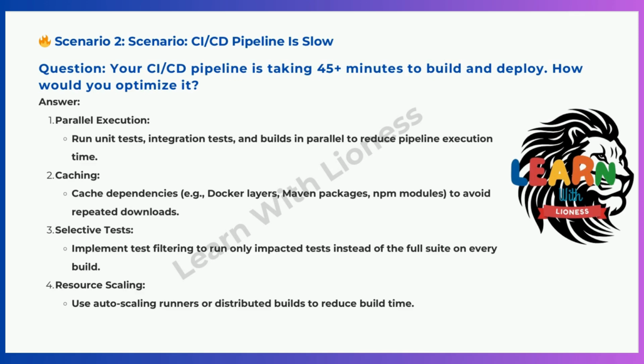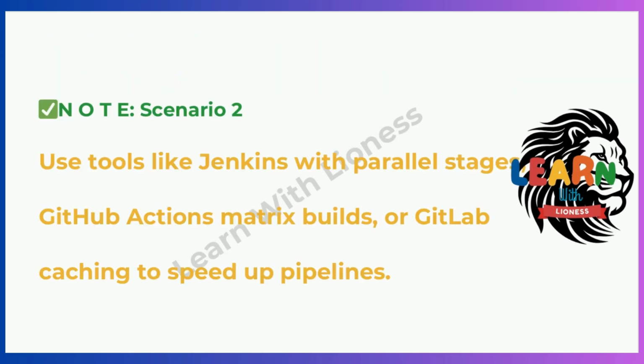2. Caching. A. Cache dependencies, for example Docker layers, Maven packages, NPM modules, to avoid repeated downloads. 3. Selective tests. A. Implement test filtering to run only impacted tests instead of the full suite on every build. 4. Resource scaling. Use auto-scaling runners or distributed builds to reduce build time. Note: use tools like Jenkins with parallel stages, GitHub Actions matrix builds, or GitLab caching to speed up pipelines.